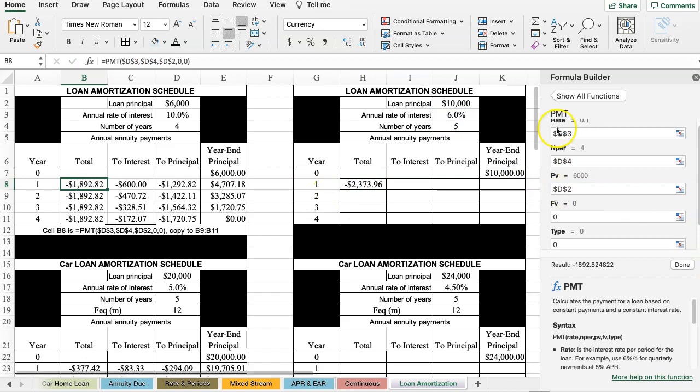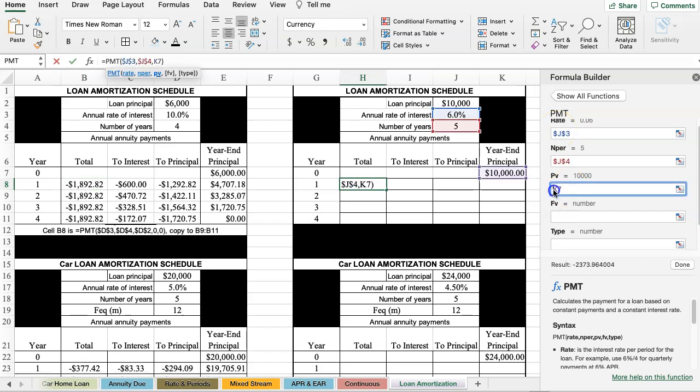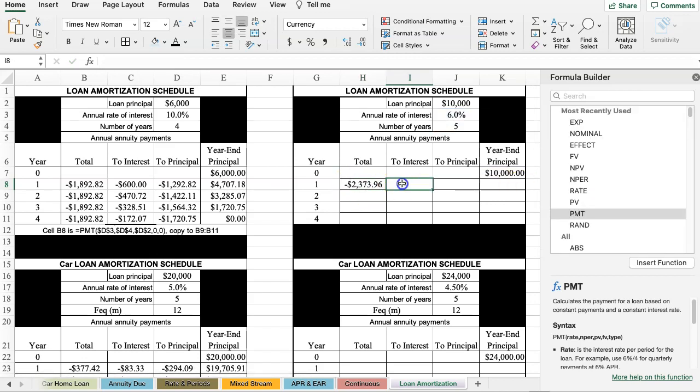So you see here, this present value should be locked by inserting these dollar signs. This would be the value of the interest. I would take the principal times the rate of interest. We'll take the total payment minus the interest to get the payment to principal, and then the ending principal would be the beginning principal plus the payment to principal.